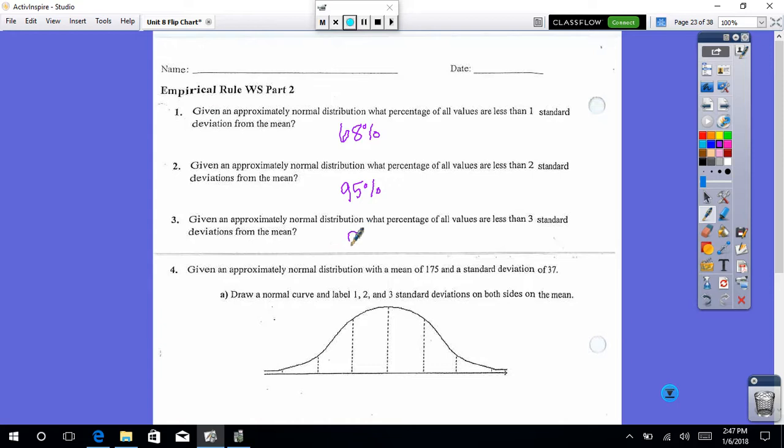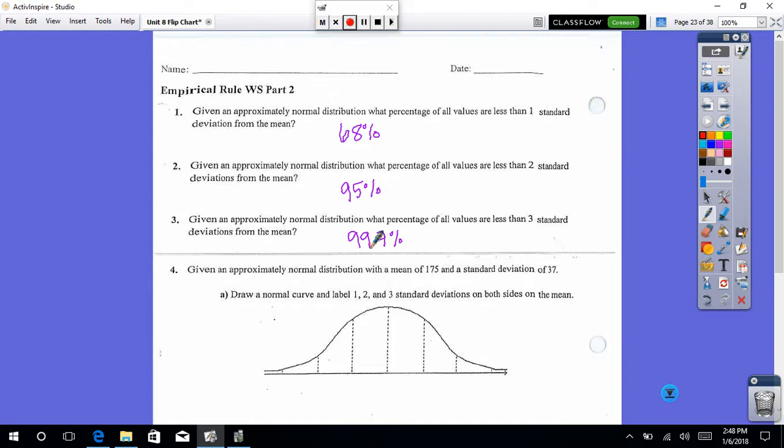And then, of course, the next step out was almost all of it, 99.7. These are good to remember. One step, 68, two steps, 95, three steps, 99.7. Those are good things to, I would say memorize, but again, since you get to use your packets, there's no need for memorization like I had to do.